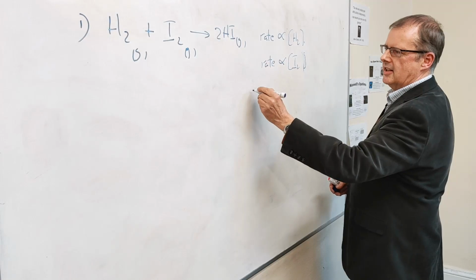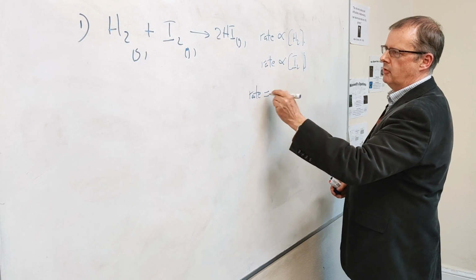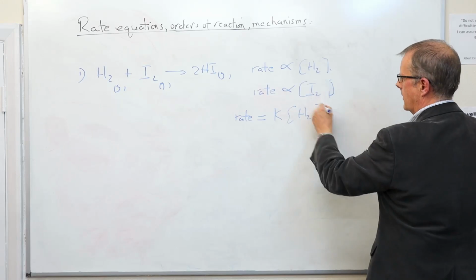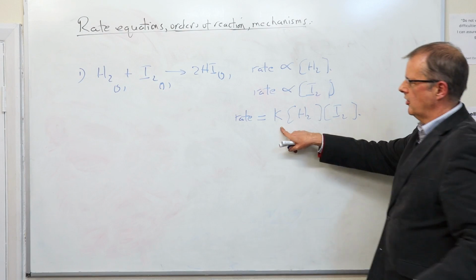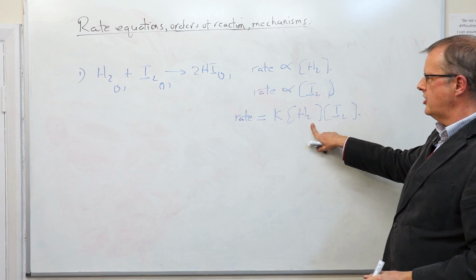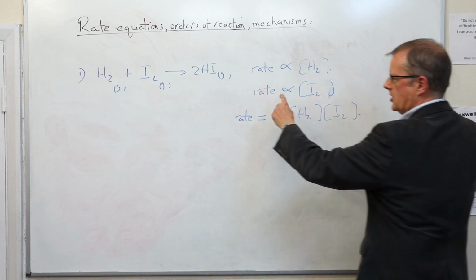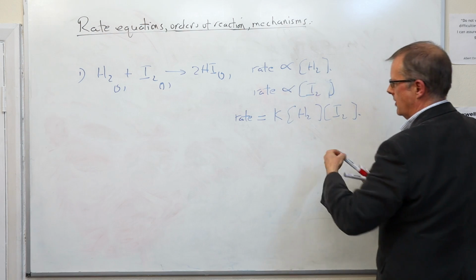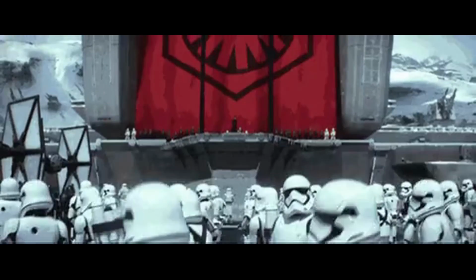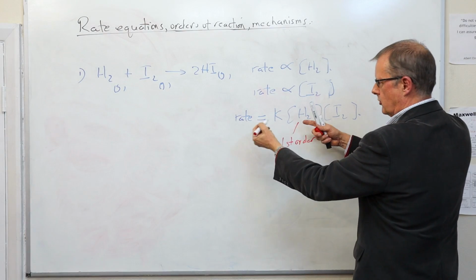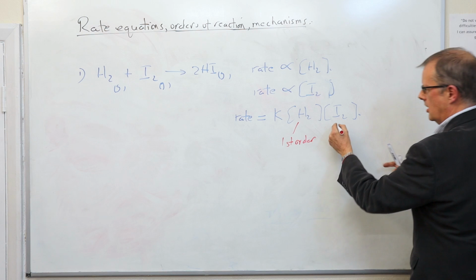Right, this leads to a rate equation. If we put this together, there's a constant to remove the proportionality. So the rate equation is a constant times the concentration of hydrogen times the concentration of iodine. Now, because there was a simple proportional relationship, we call that first order. If I double that, it doubles the rate. If I triple that, it triples the rate. If I halve it, it halves the rate.